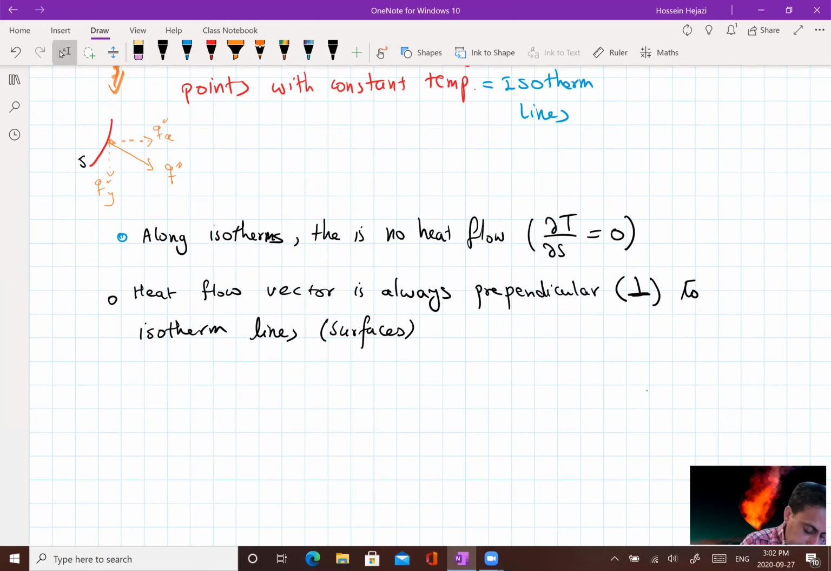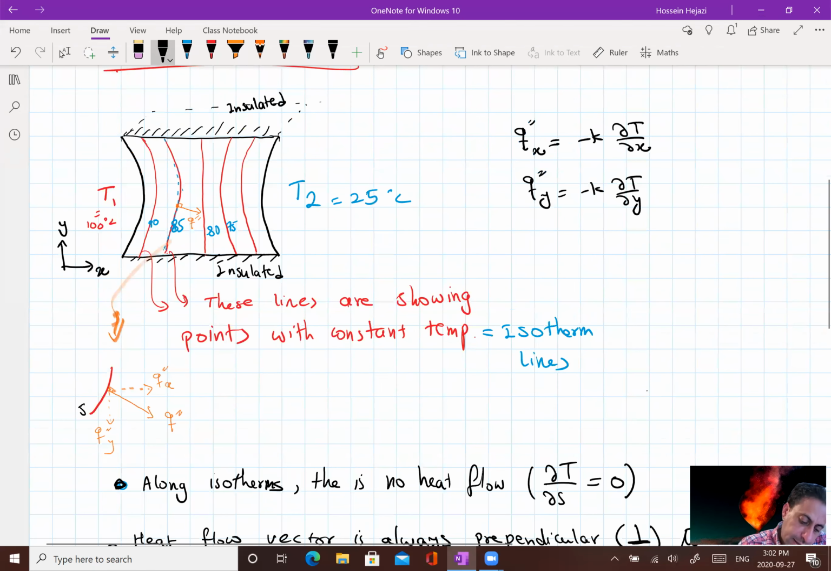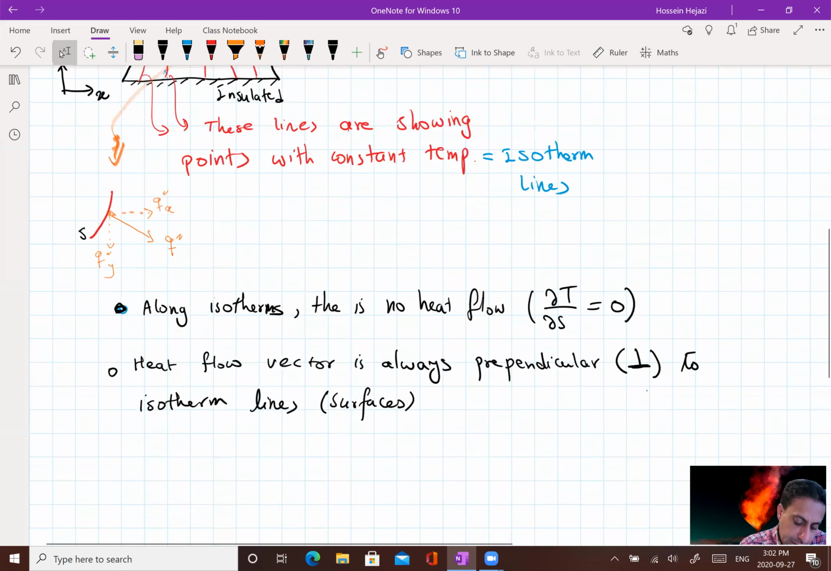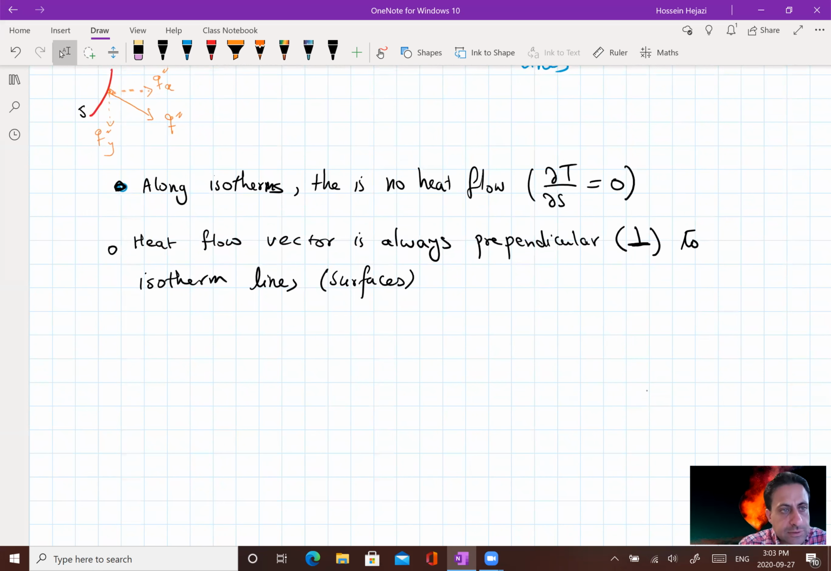Now, our aim here is to solve this Laplace equation to find out this temperature distribution. Or in other words, when we have this temperature distribution, we can find out what the heat flow rate is in this 2D domain. So we solve that Laplace equation, which is for 2D steady state and no heat generation, to obtain temperature distribution.